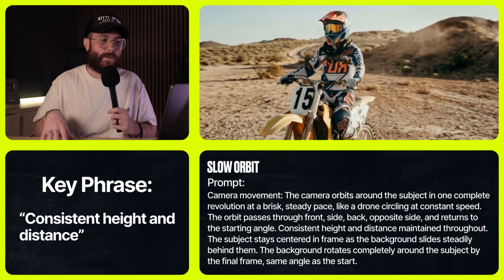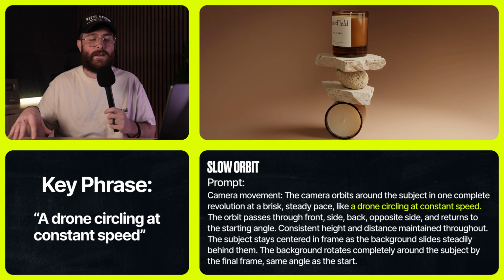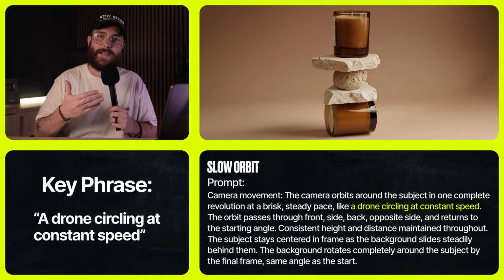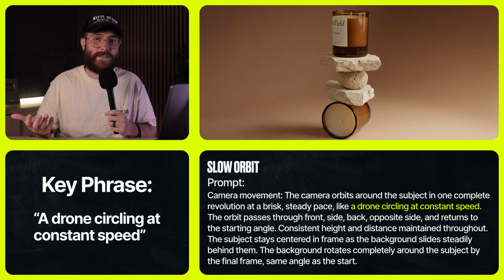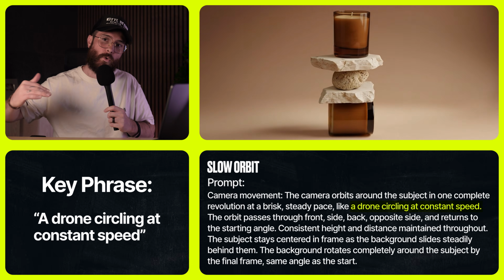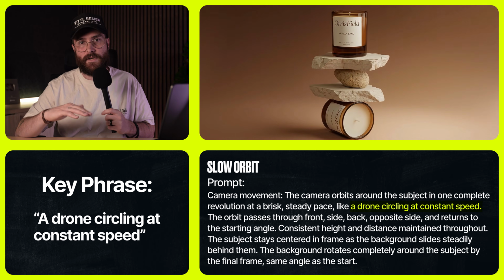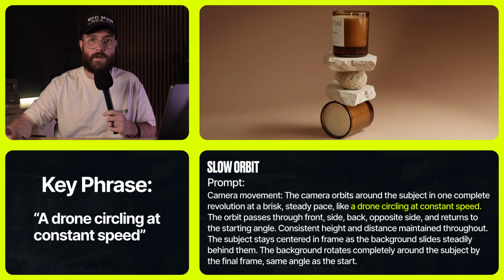Then you want to type in a drone circling at constant speed. This helps with the stabilization of the camera movement because drones are very good at having the in-body stabilization, and we want that smooth orbit around the subject, whether it be a person or a product or an object.